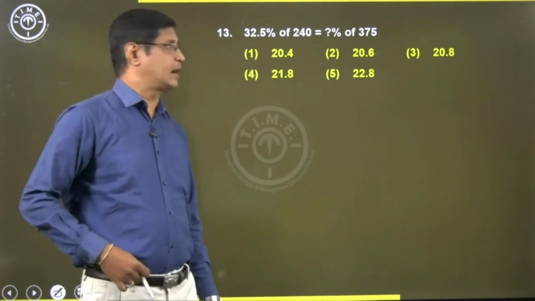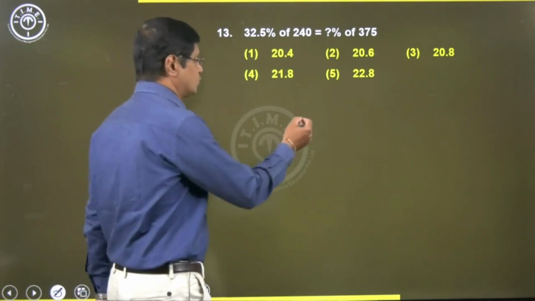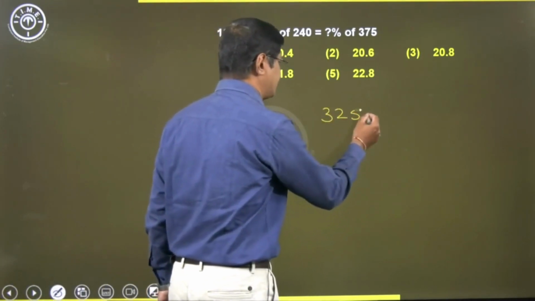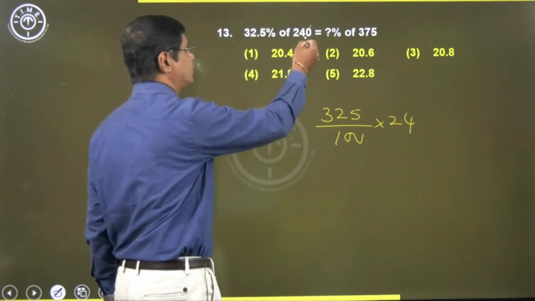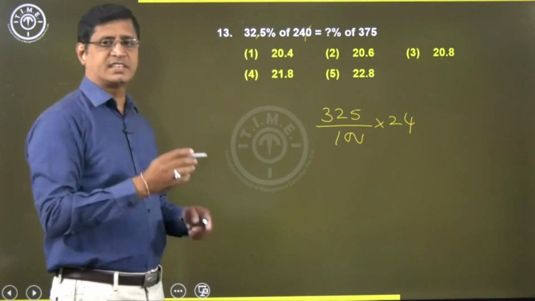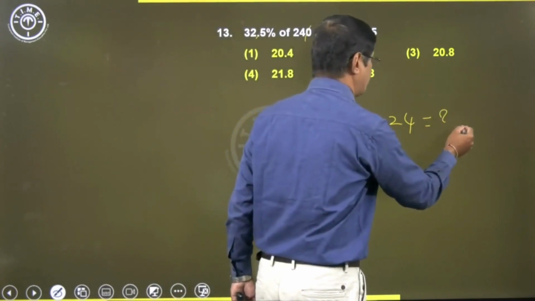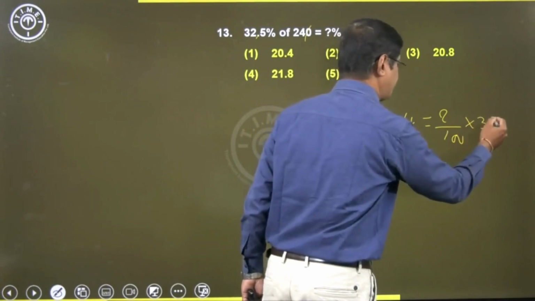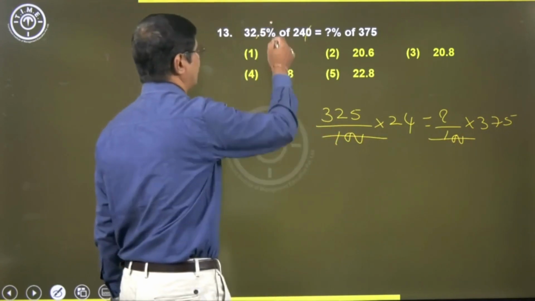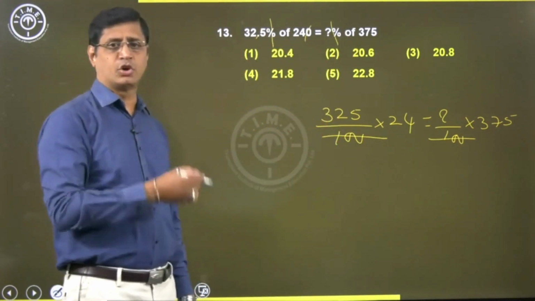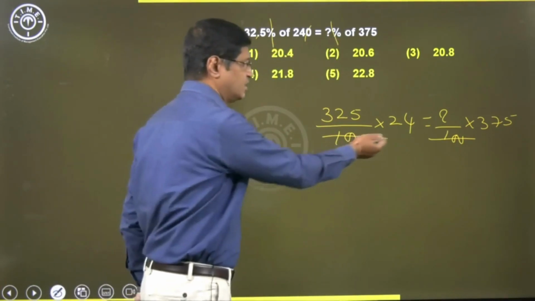Next, look at the next example. 32.5% of 240. So 32.5% means just I am writing 325 by 100 into 24. What I am doing? I am removing the decimal and 0. Just cancel 0 and remove decimal. Is equal to question mark by 100 of 375. Yes, my dear students, directly we can simplify this. Of course, cancelling the percentage in the question itself is better. Simplify the percentage in the question itself, that is better, or this is a simplification.